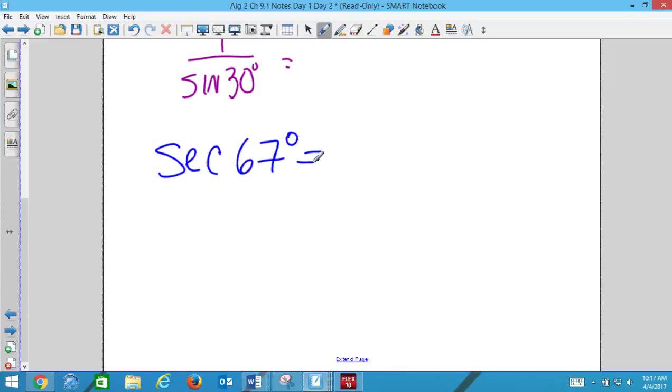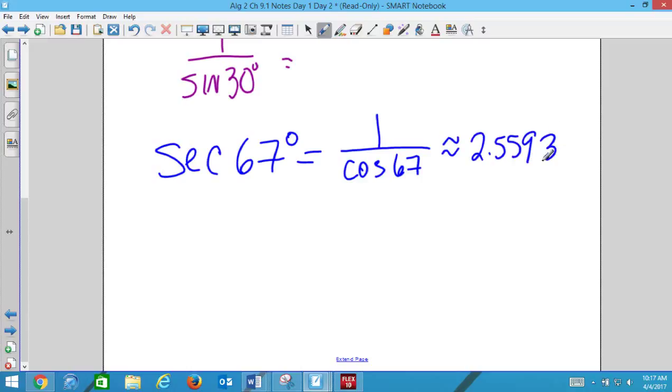What is secant? Secant is the reciprocal of cosine. So we do 1 over cosine 67. So the answer should be approximately... okay.